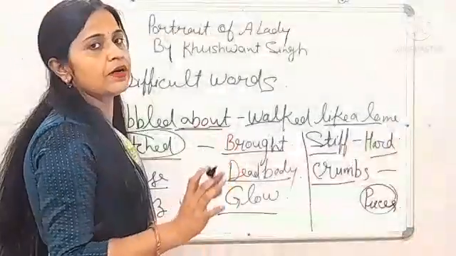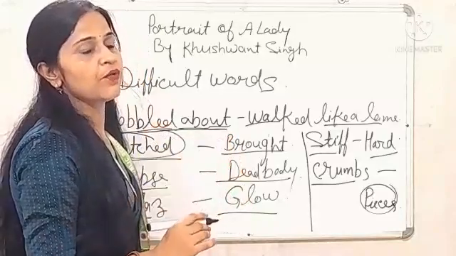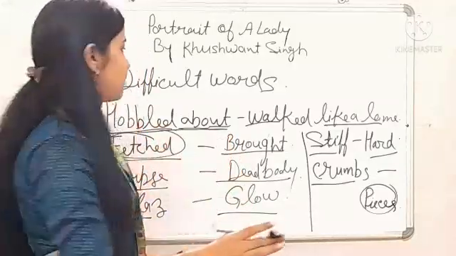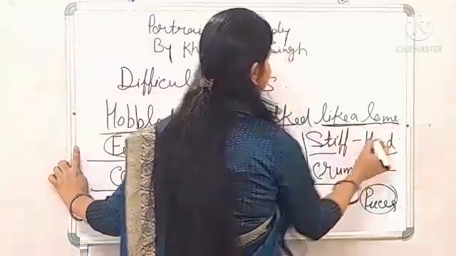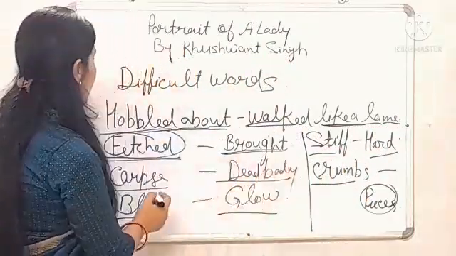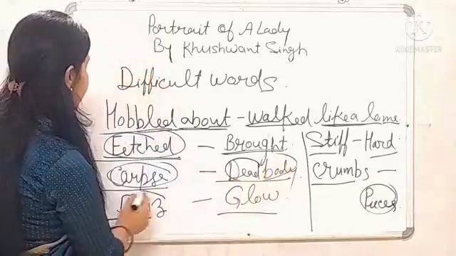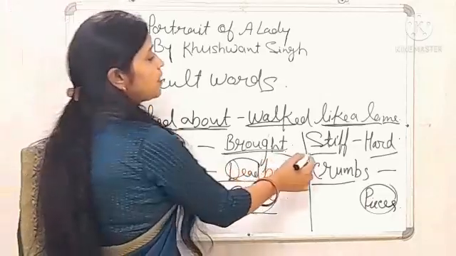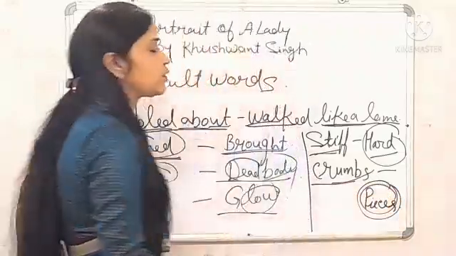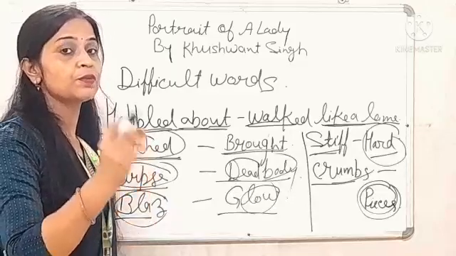Now we will discuss difficult words which are used in the text. First of all, hobbled. This word is used for the author's grandmother in the text. She used to hobble in the house in a white sari. It means walked like a lame person. After that, fetch, which means brought. Corpse, as in the corpse of grandmother carried away, means dead body. Blaze means glow. Stiff means hard. And crumbs means pieces. Crumbs is always used for bread, meaning pieces of bread.